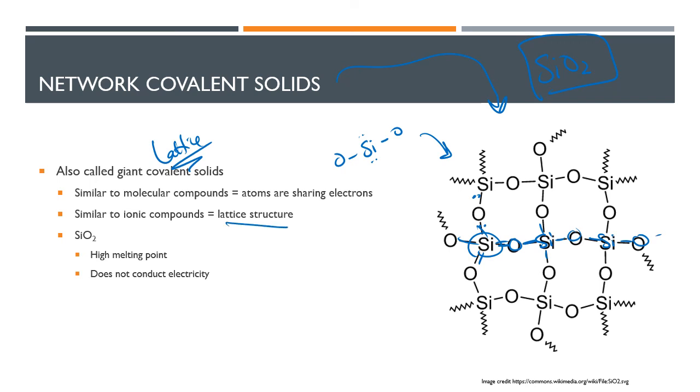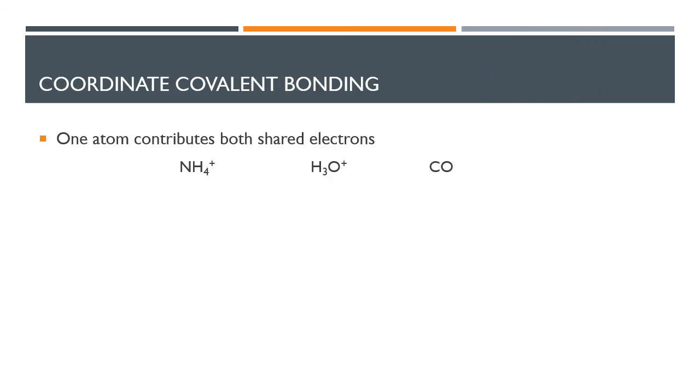That lattice structure makes it have a super high melting point. It does not conduct electricity because there are no delocalized electrons. So this guy's super cool. SiO2. Memorize, memorize, memorize. This guy is a network covalent solid. One last piece of vocabulary and then we are done, my friends.